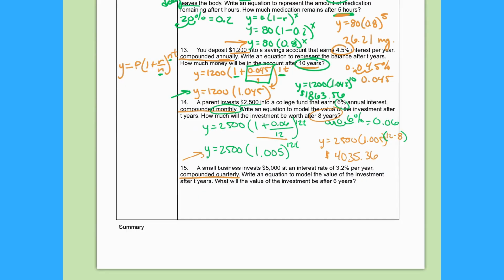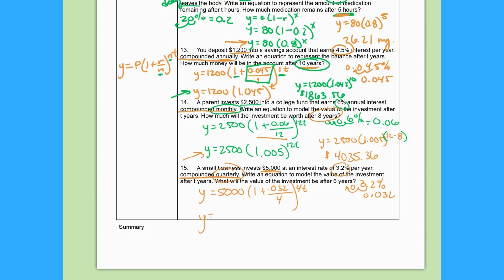And for the last one, our initial amount is the 5,000. 1 plus our rate is 3.2%. Move that decimal 2 times. So that's going to be 0.032. And then this one says compounded quarterly. Quarterly means 4 times a year. Think like there's 4 quarters in a dollar. So 4 there, 4 here with your t.